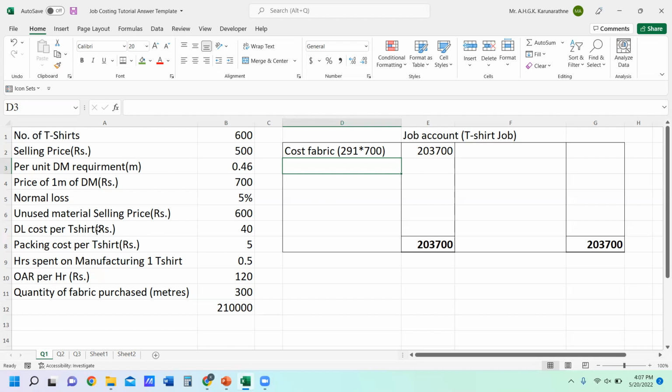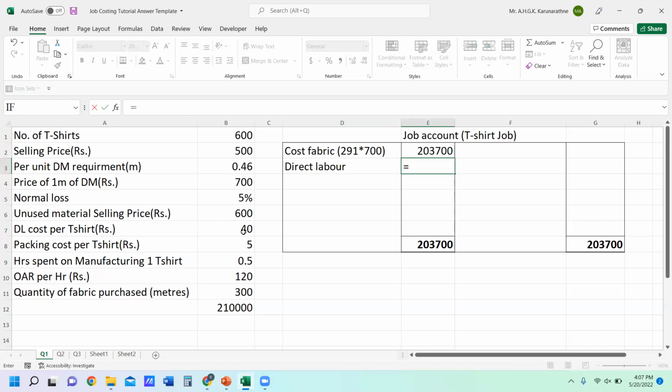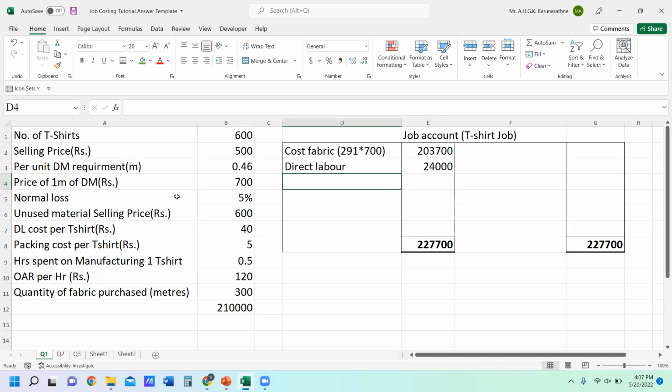Direct labor, yes, direct labor is a manufacturing cost we consider. So direct labor cost per t-shirt is 40 rupees. Multiply by how many units we produce, 600 t-shirts. So this is our direct labor cost.